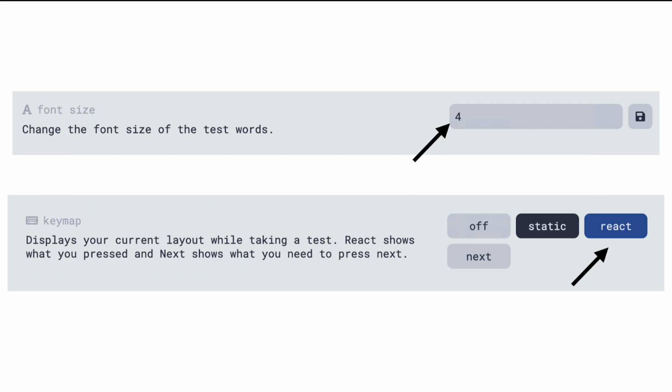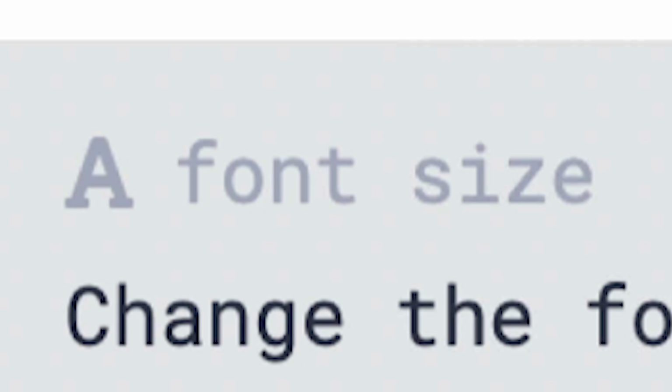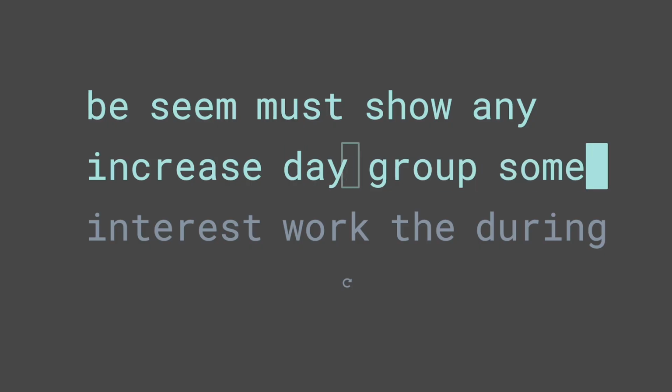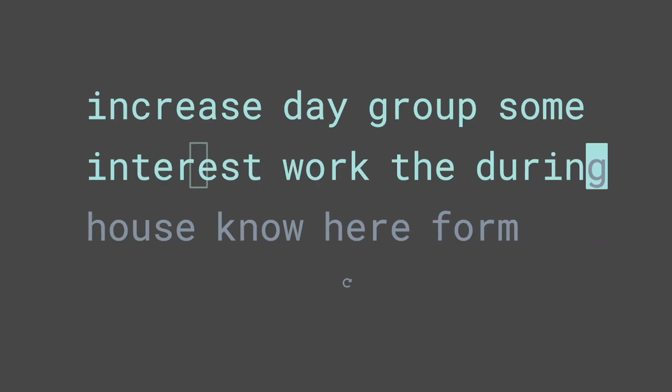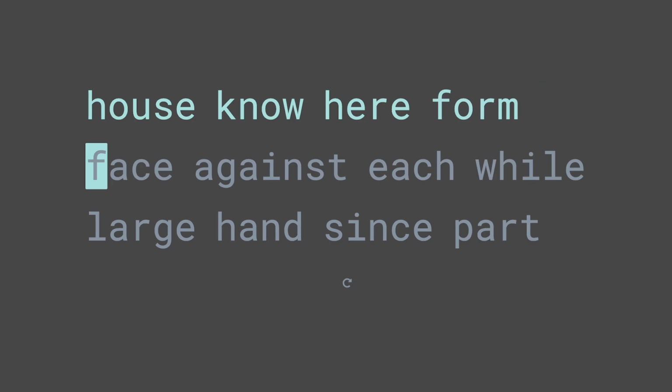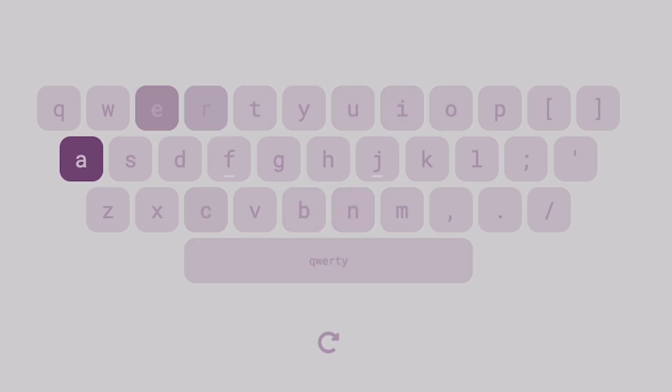And here is probably the most important setting, and that's font size. I set it to 4. So now there are fewer words on the screen that let me focus better on those words. And last but not least, I set it to show which keys I'm typing while I'm doing the typing test. This setting looks better for videos.